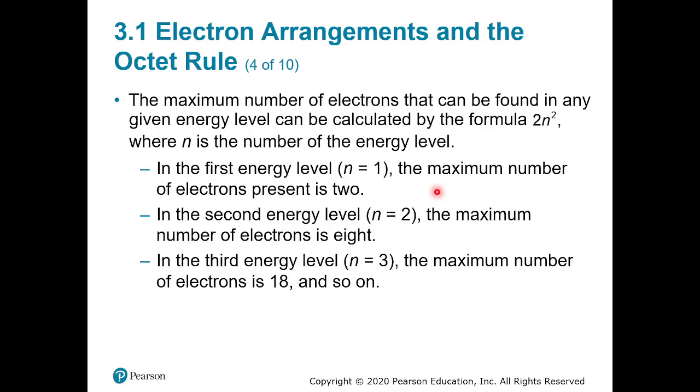Fantastic. Okay. So the maximum number of electrons that can be found in any given energy level can be calculated with this formula. It's 2n to the second power. So at energy level 1, which is the first energy level we fill up, we're only going to have 2 electrons that can be put in there. Look at the periodic table real quickly. How many elements are on the first period? 2. There's hydrogen and helium, isn't there? That's the same number as this, isn't it?